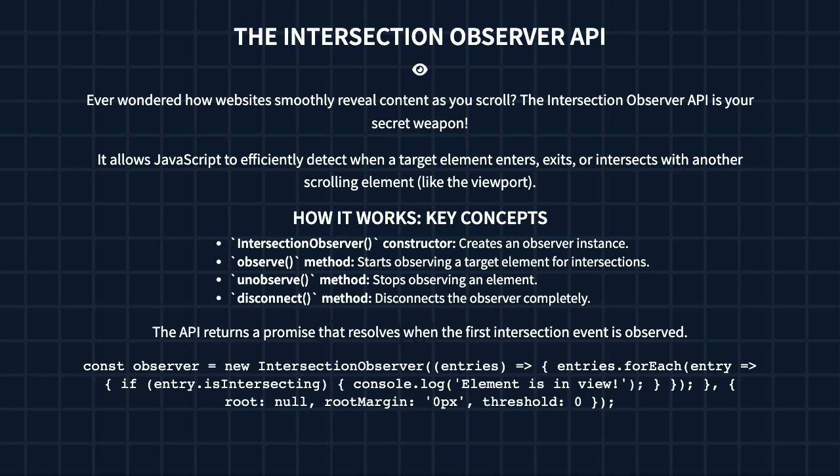The API lets you set up an observer that watches for intersections with other scrolling elements, like the whole browser window. You tell it which elements to watch and what should happen when they become visible, maybe show a button, trigger a loading animation, or even load more content. It's incredibly efficient, avoiding constant scroll checks and making your web pages feel smoother and more responsive.